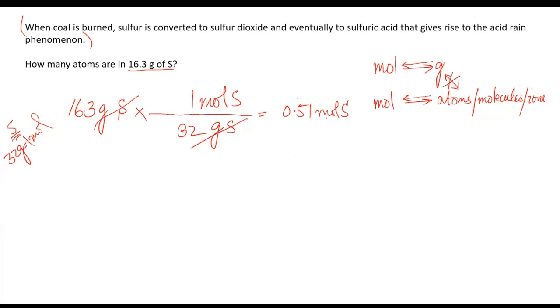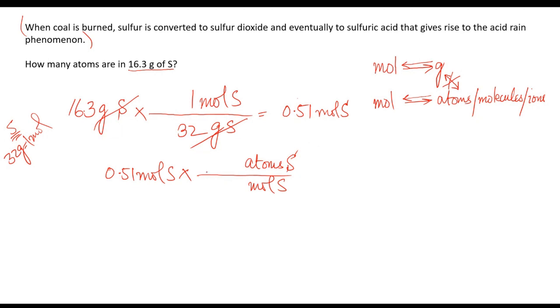Now change mole to atoms. How? 0.51 mole of sulfur, multiply and divide: mole of sulfur, atoms of sulfur. Very good.